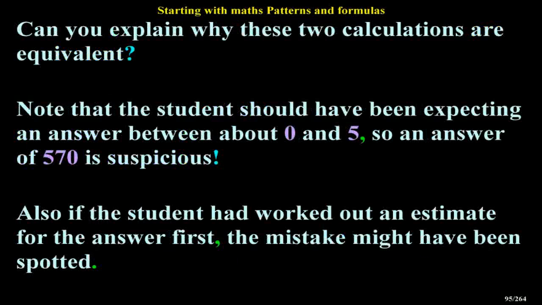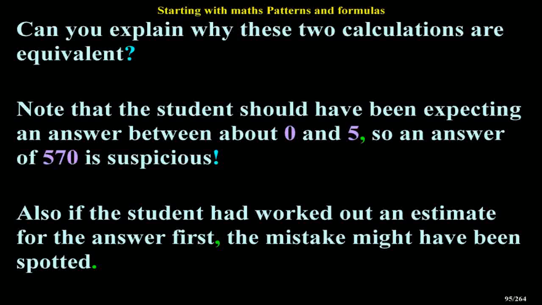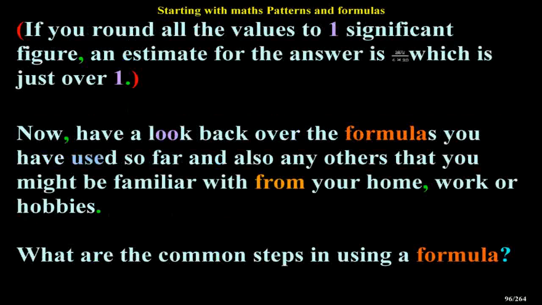Note that the student should have been expecting an answer between about 0 and 5, so an answer of 570 is suspicious. Also, if the student had worked out an estimate for the answer first, the mistake might have been spotted. If you round all the values to one significant figure, an estimate for the answer is just over 1. Now, have a look back over the formulas you have used so far and also any others that you might be familiar with from your home, work or hobbies.